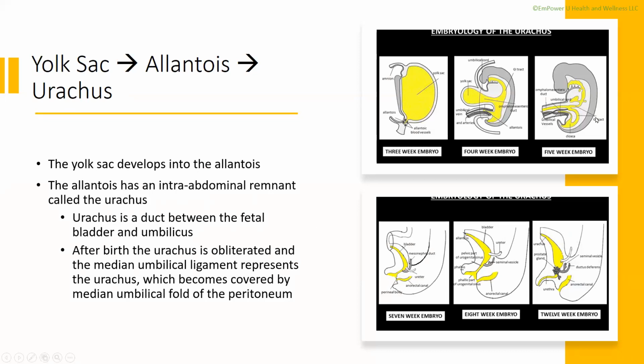I'm trying to find my image that shows a good picture here. Oh, here we go. So up here, we still see allantois, and then as we develop, urachus will be here. It's essentially helping the fetal bladder itself and the umbilical cord communicate. After birth, this portion is obliterated, and it will be replaced by the median umbilical ligament, which eventually will be covered by the median umbilical fold of your peritoneum. So adults would not be able to view the structure anymore, but that's the remnant, essentially, where your belly button is. This is week 3 all the way up to week 12.